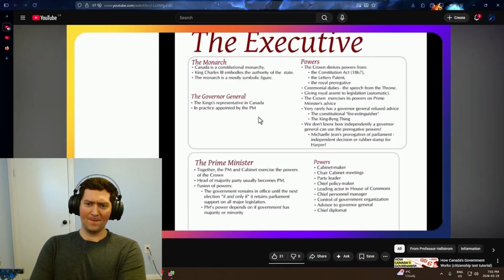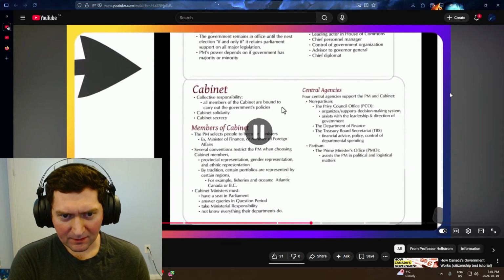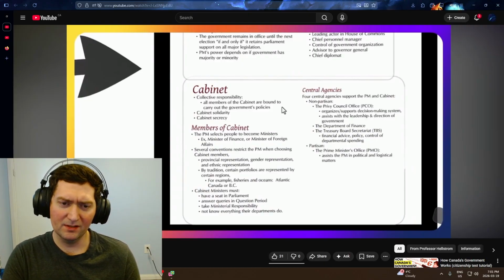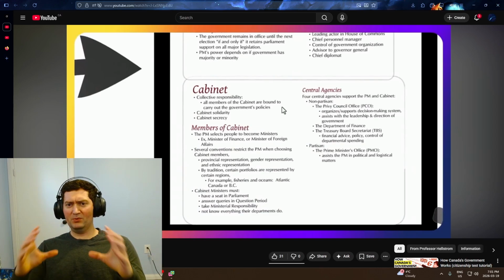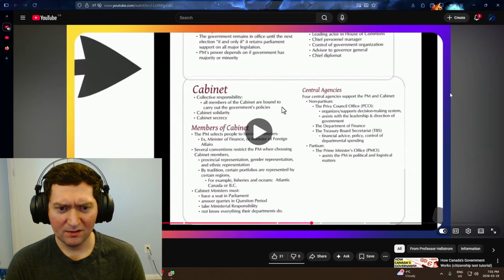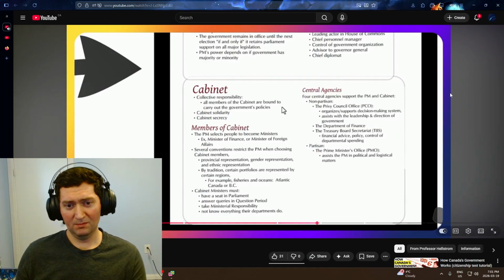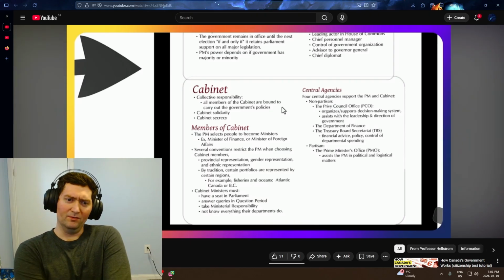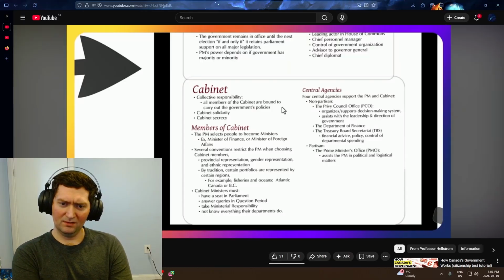It's also important to acknowledge cabinet and the role of members of cabinet, ministerial responsibility. Collective responsibility: all members of the cabinet are bound to carry out government policies. So the cabinet is what the prime minister selects. Like these are his cabinet officials. In cabinet, solidarity and collective responsibility. The PM selects people to become ministers: Minister of Finance, Minister of Foreign Affairs, cabinet members.